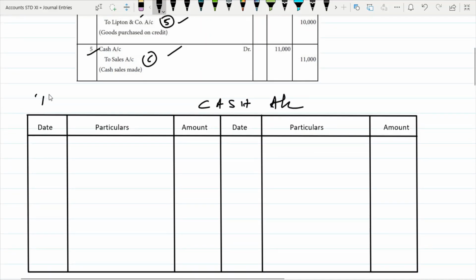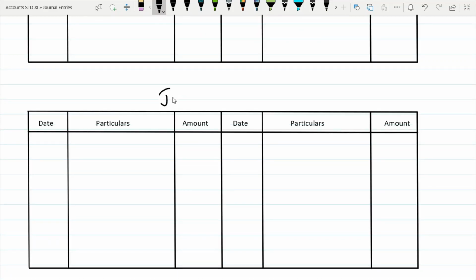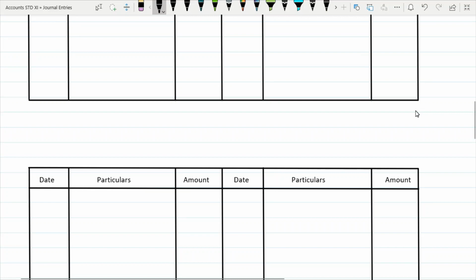We shall write the debit side and credit side. Next is Jayaslee's capital account. So we shall write debit side, credit side. Now to do it faster, I'll just write it down and keep.